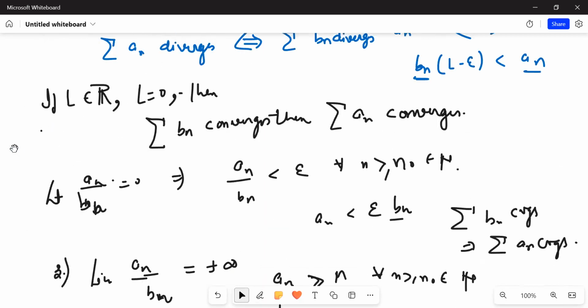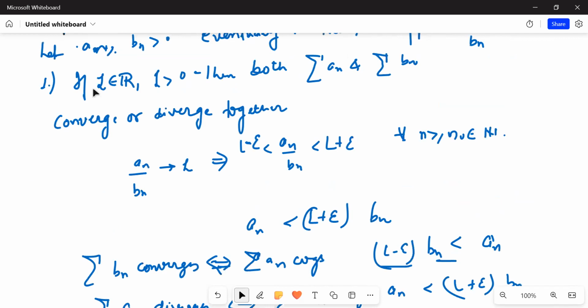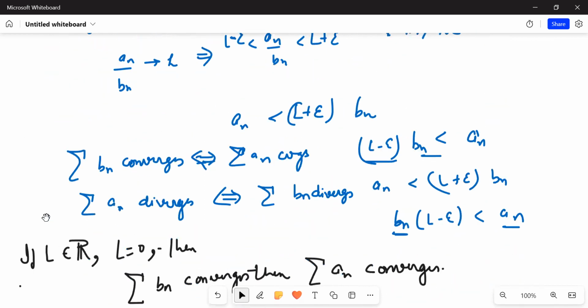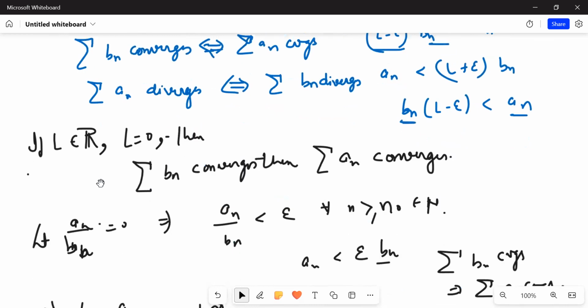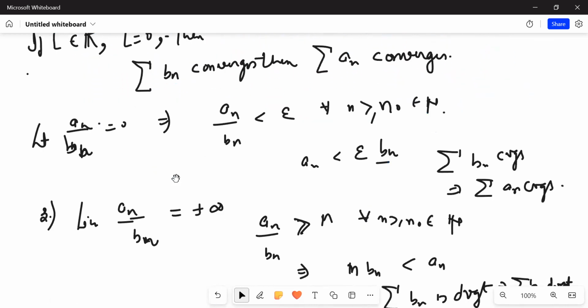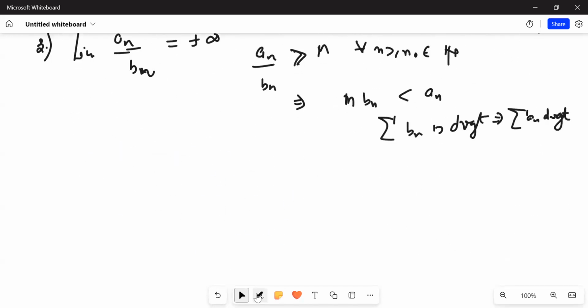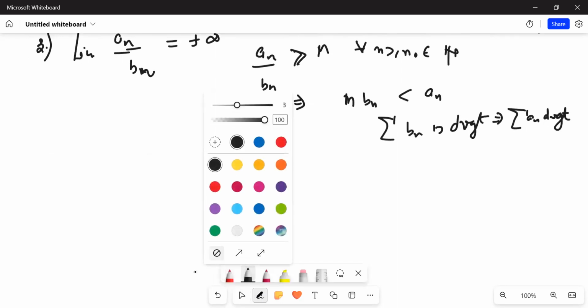So this is called the limit comparison test. So please remember the cases. Case number one is that if the limit of an upon bn is L, finite and non-zero, then summation an and summation bn converge and diverge together. If this limit L comes out to be equal to zero, then summation bn's convergence implies summation an's convergence, and if limit an upon bn is infinite, then summation bn's divergence implies summation an's divergence. I hope it is quite clear.